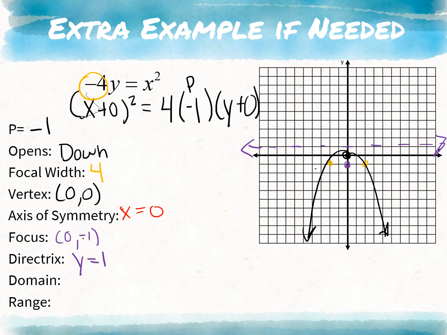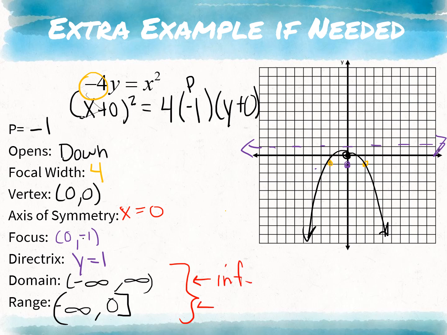My domain is forever left, forever right. My range is from bottom to the top value of 0 with a bracket. Now make note that you're always going to have one, either the domain or range that's infinite, and you're going to have one domain or range that has a bracket. Every parabola is going to have that situation.